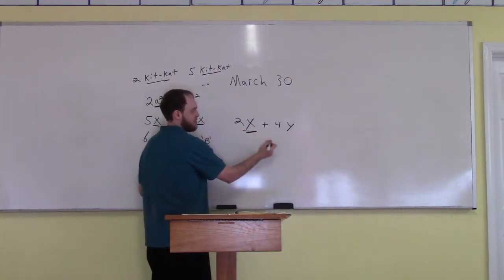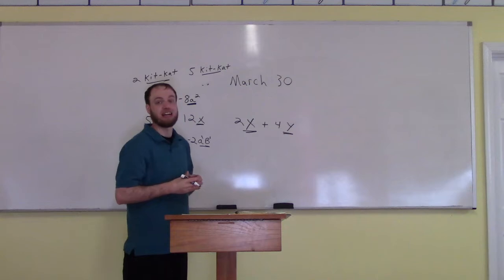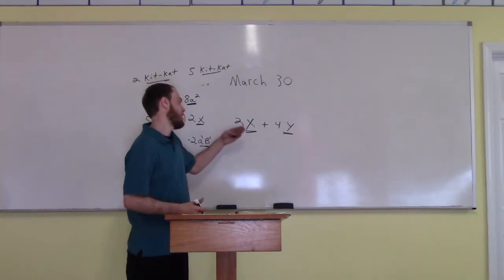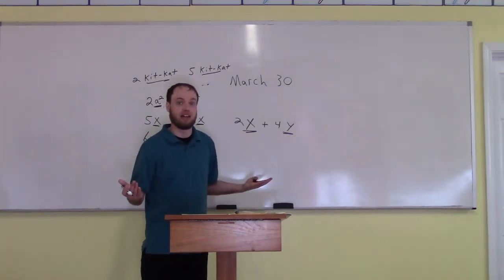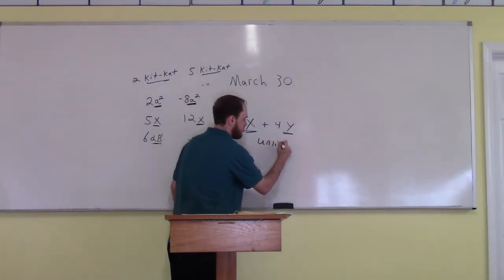Notice the x and the y are different. They're not the same object. They're not the same thing. And so you can't combine them. You just have 2 x's and 4 y's. That would be like saying I had 2 Kit Kats and 4 Snickers bars. You can't combine them. That's just what you have left. And so that would be an example of an unlike term.